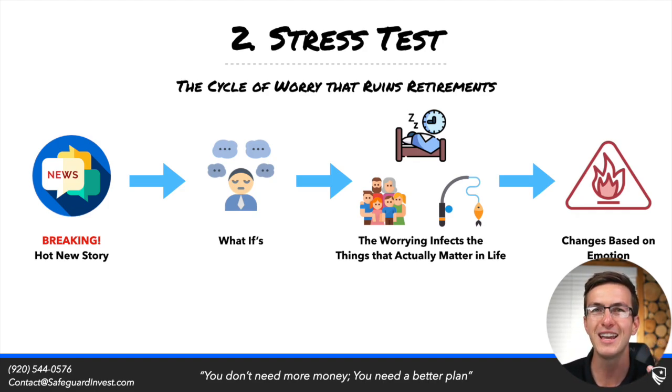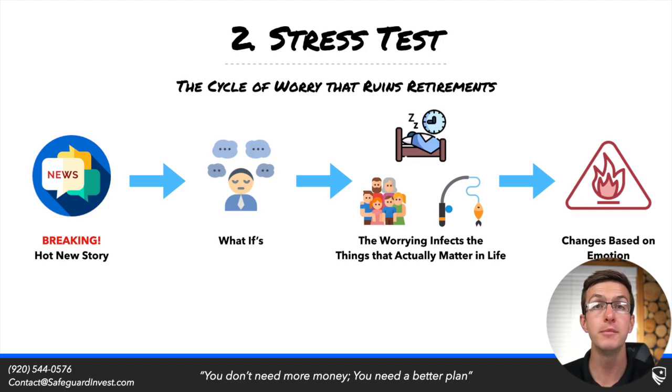And the problem with this cycle of worry, with things we can't control, is that worry starts to infect the most important parts of our life. When we're fishing with our grandchildren, we're worried about what these politicians are going to do to the Social Security system. Or it's keeping us up at night, preventing us from getting a good night's sleep. Now, because of this, you might make changes based on emotion rather than data, and then you find yourself, at the next hot news story, entering into this cycle of worry again.